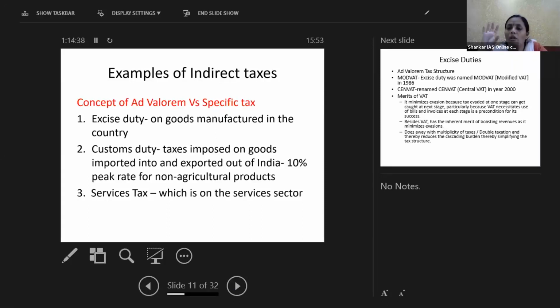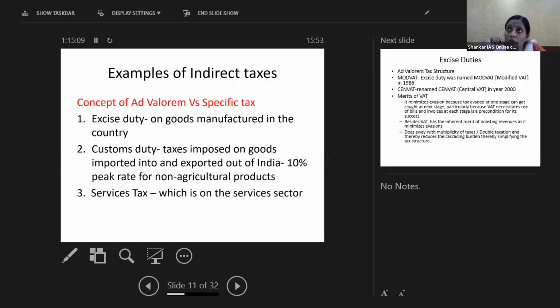But when you are importing a particular commodity, the government will levy that customs duty upon it, which the peak rate you will have to see from the budget. So the budget says 10% is the peak rate for the non-agricultural products. The meaning of that is anything which is not an agricultural commodity, if you are importing it from some other country, you have to pay 10% of the value of it as the customs duty.